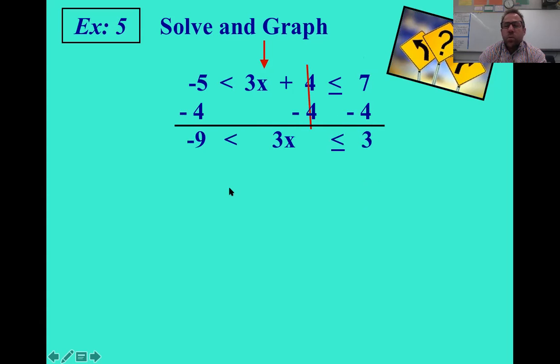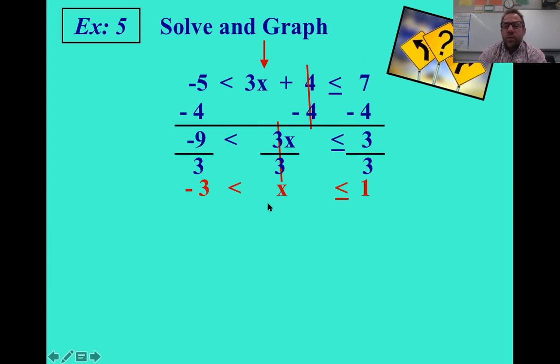Okay, and then what do we need to do next? That's right, we want to divide by 3. So these cancel. -9 divided by 3 is -3. Here's my x, and then 3 divided by 3 is 1.